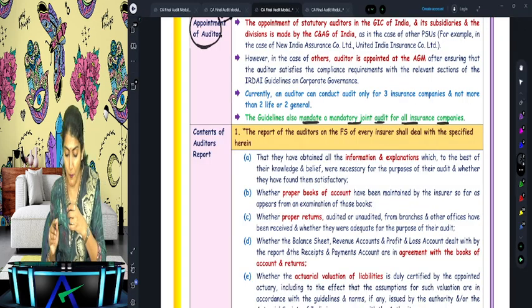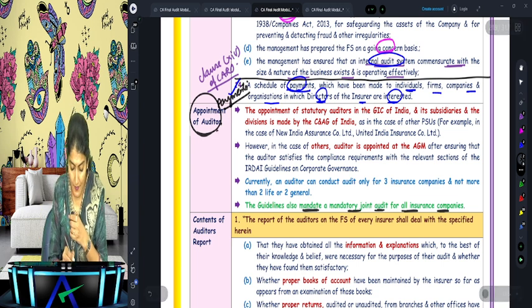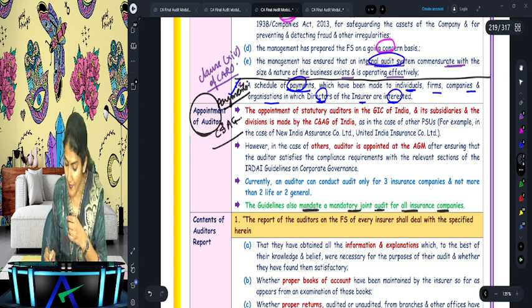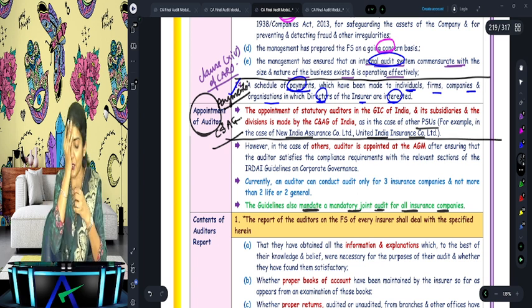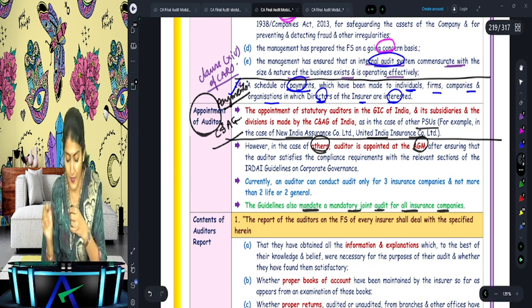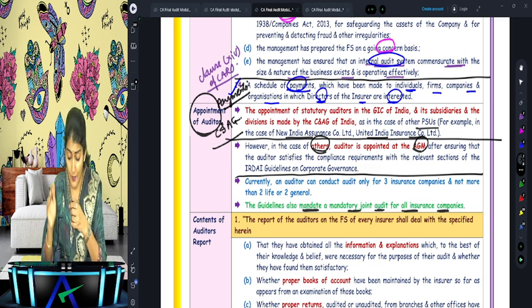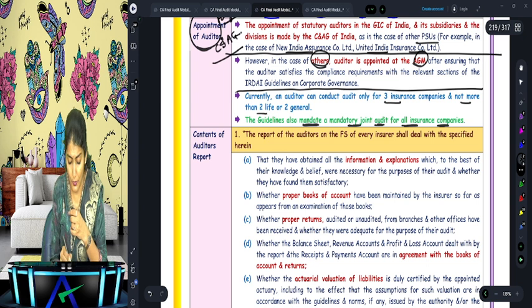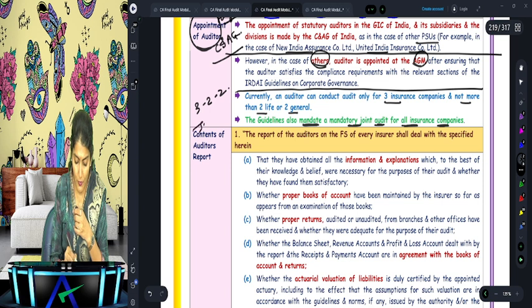So that is regarding the appointment of the auditors, right? The auditors of the GIC and its subsidiaries are appointed by the C and AG of India, as in the case of the other PSUs like New India Assurance, United India Insurance, etc. So for all the public sector undertakings, who will appoint the auditor? The CNAG, and in other cases the auditor will be appointed at the AGM. Currently, an auditor can audit only 3 insurance companies and not more than 2 life or 2 general, and it also mandates a mandatory joint audit for all the insurance companies.